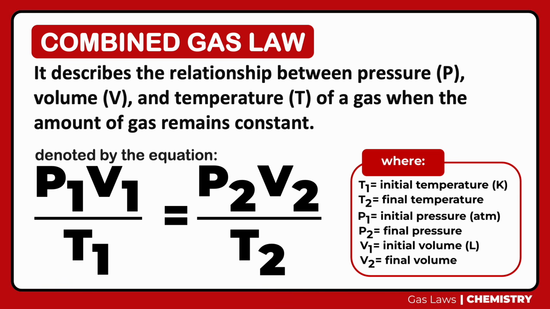The formula for combined gas law is P sub 1 V sub 1 divided by T sub 1 is equal to P sub 2 times V sub 2 divided by T sub 2. Using this equation, we can solve problems where pressure, volume, and temperature all change. Let us now apply the concept of combined gas law to some problems to see how these variables work together.